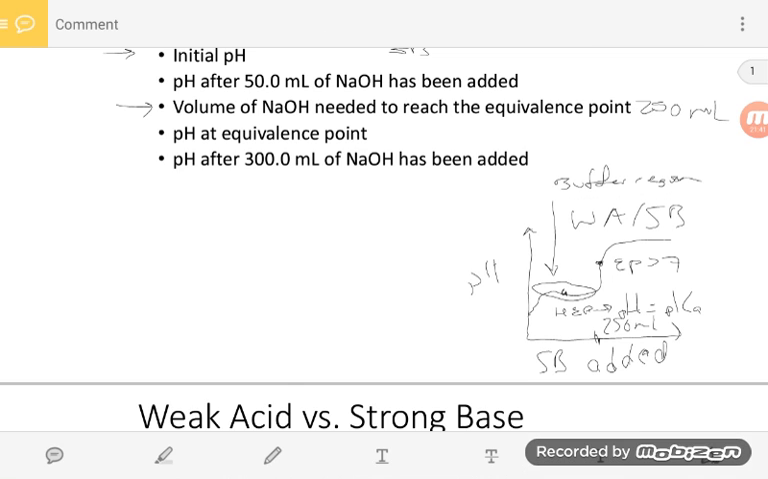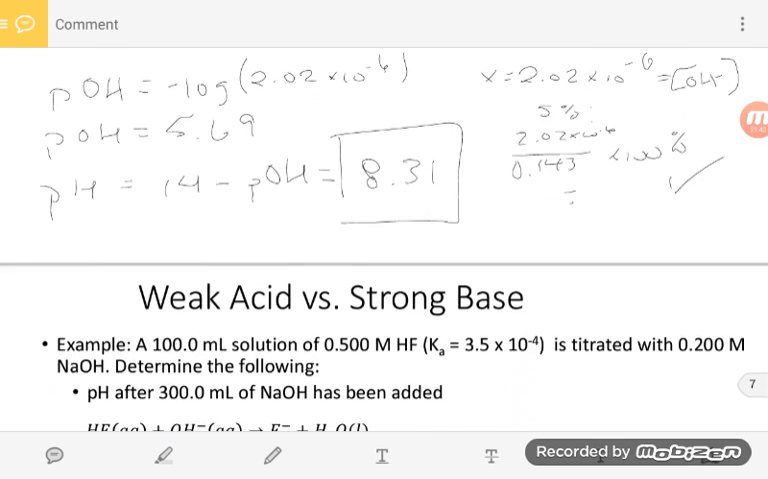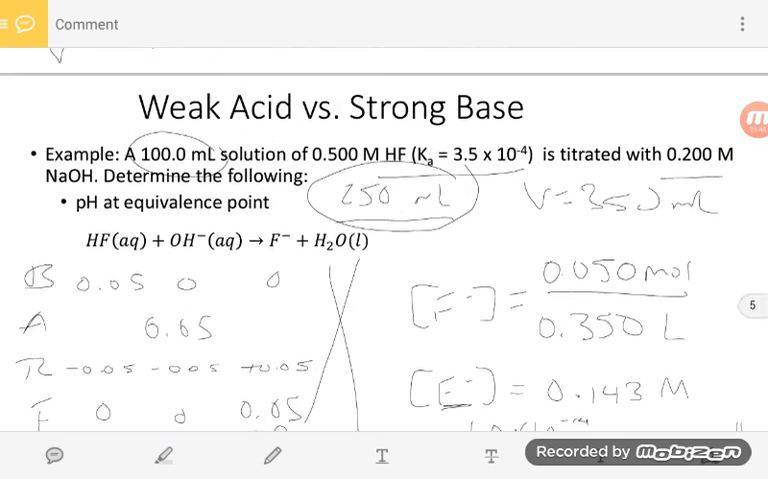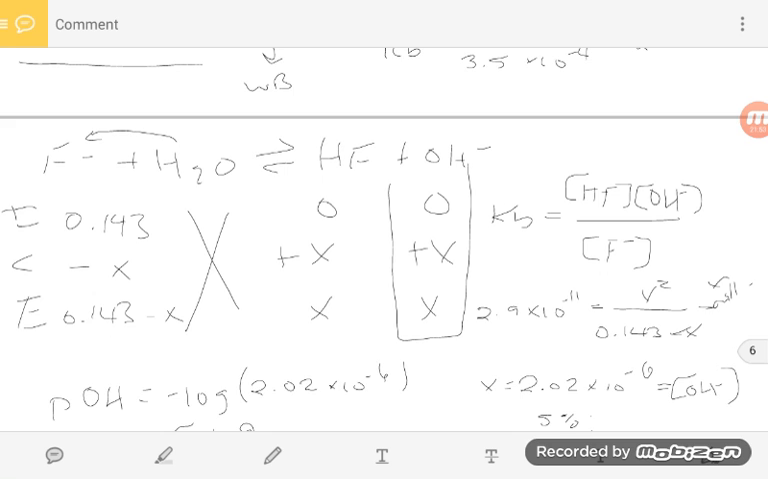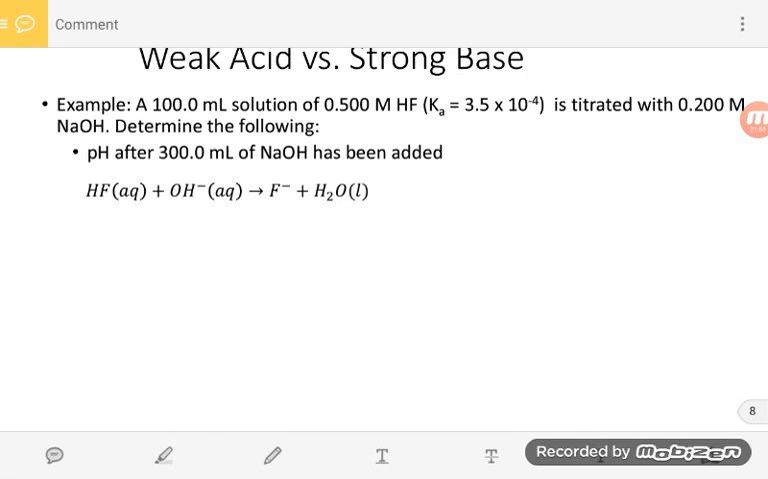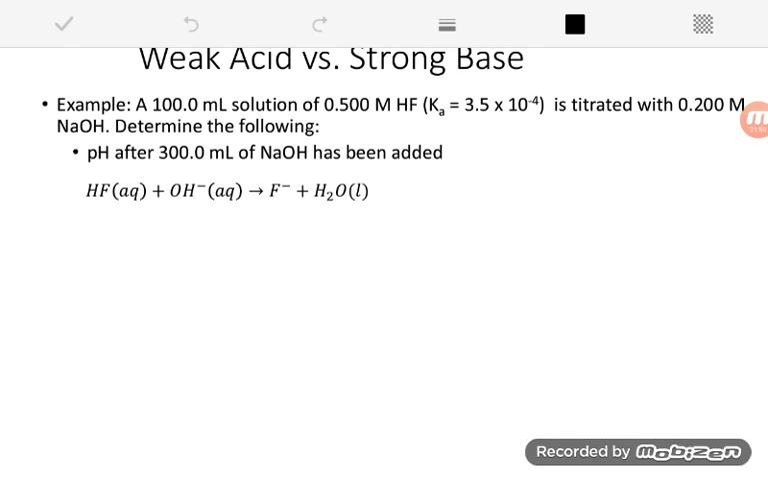So now we just have one last piece to do. So for weak acid titrations, this step is definitely the longest, but it's really not that bad. You just have to figure out your concentration of F minus, and then you can do a nice simple ICE table problem. So last one, 100 milliliter solution. Now I'm going to add 300 milliliters of sodium hydroxide. Keyword here, of course, is added.